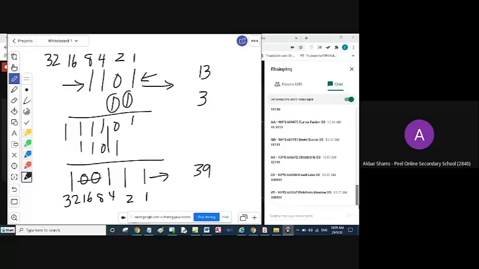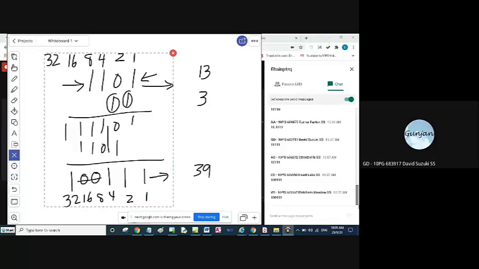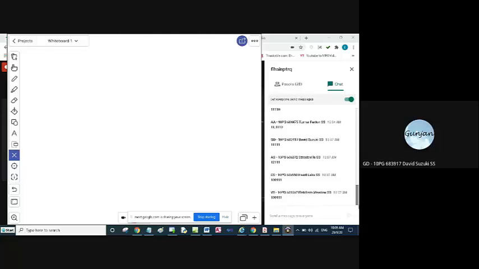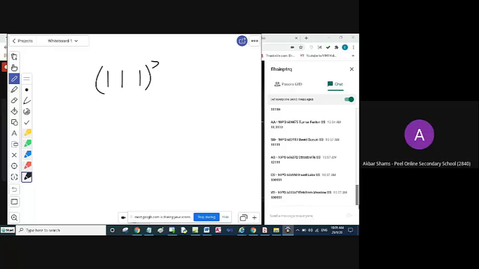Any questions before the next example? No. No? Okay. Try this one now. 111 squared. Find 111 squared. 110001 is correct. Yep.